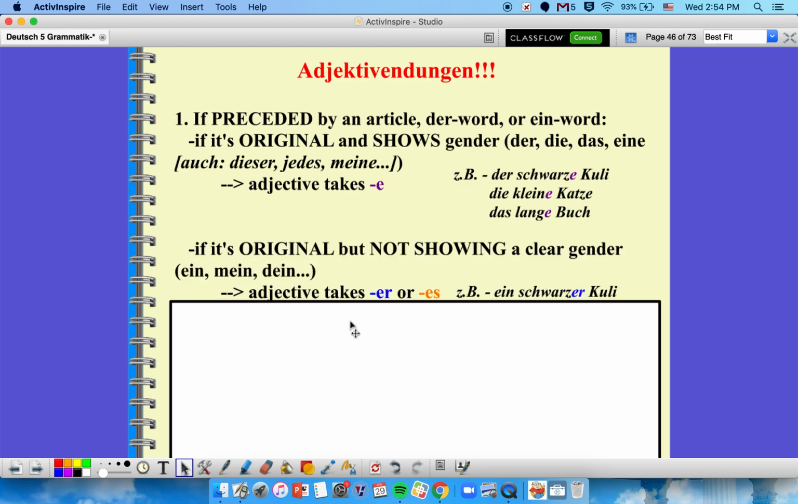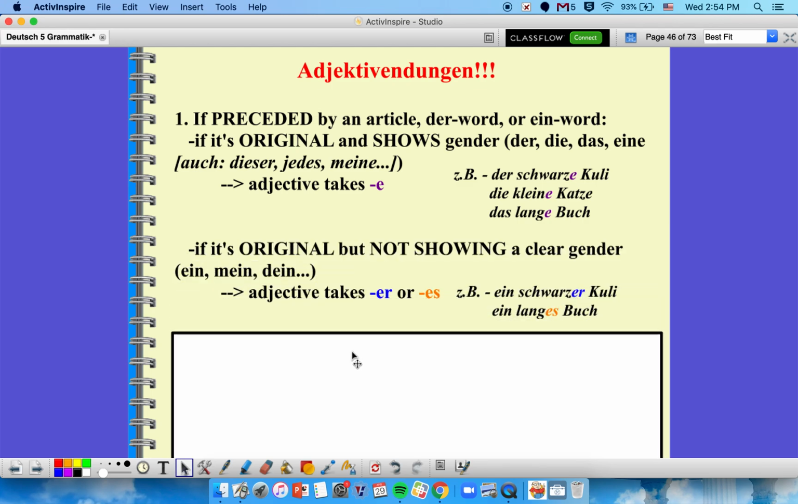But what if it's original and it does not show the gender? The times when that would happen would be if you had the word ein, because it could be either masculine or neuter, the word mein, dein, any of those possessives, or kein that doesn't have an ending, because then it could be either masculine or neuter, and so just looking at the noun phrase, you're not 100% sure what the gender is. So your adjective is going to take either an ER to show that it's masculine or an ES to show that it's neuter. So example, ein schwarzer Kuli.